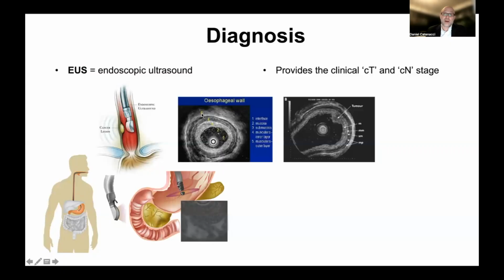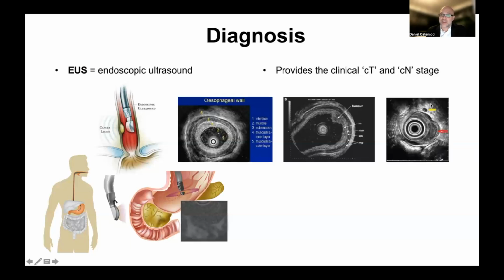And so in the setting where there's a primary tumor, it could be evaluated and assessed how deep into the wall the mass is growing. And there is some subjectivity to this, and there's some operator dependence, the experience of the gastroenterologist who performs this. And so they will give us a clinical T stage. Similarly, they will assess nearby lymph nodes to see if they look enlarged or abnormal and give us a clinical nodal stage.